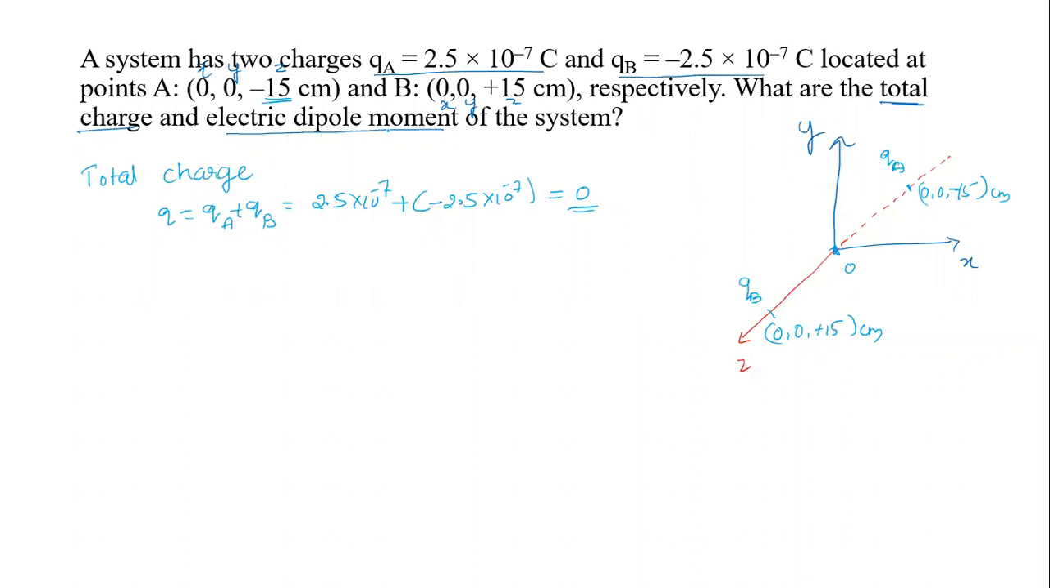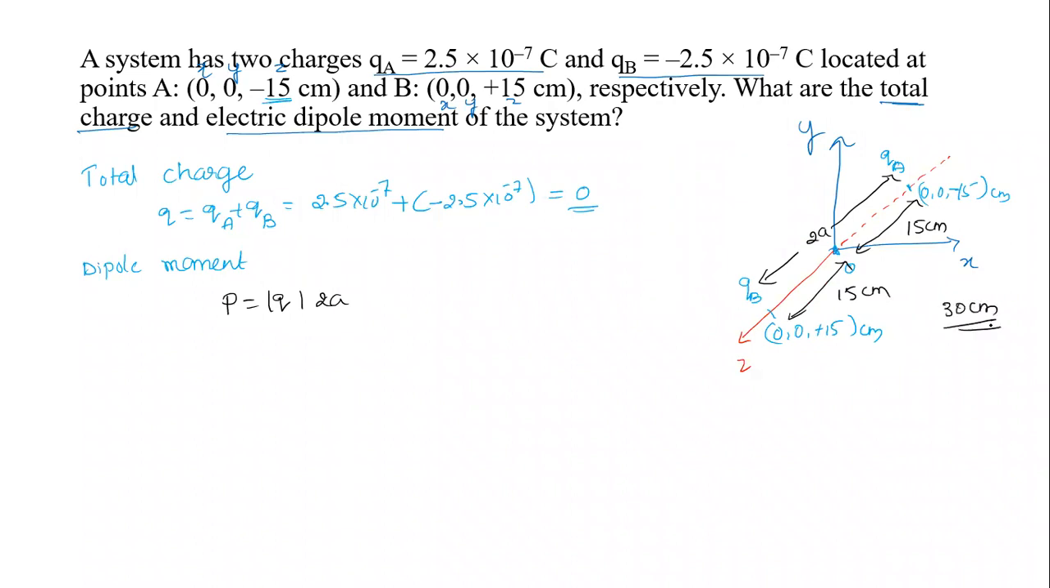Second, they're asking for the dipole moment. The dipole moment P is equal to the magnitude of either of the charges multiplied by the distance between them. The distance is 2a. Center to here is 15 centimeter, and here to here is 15 centimeter, so the total distance is 30 centimeter.